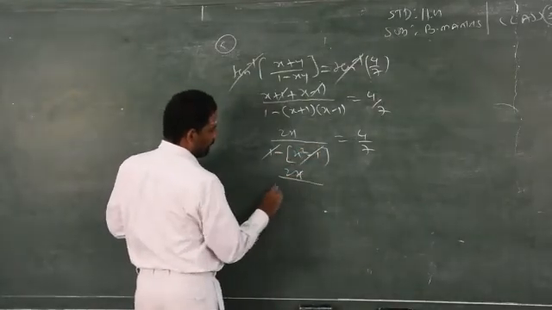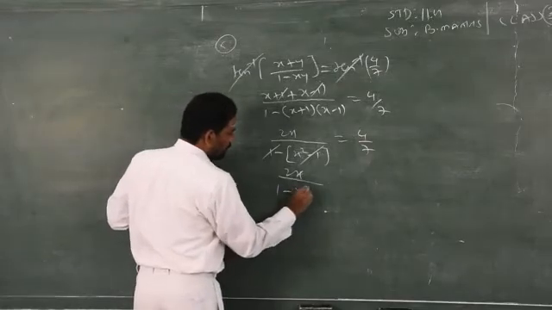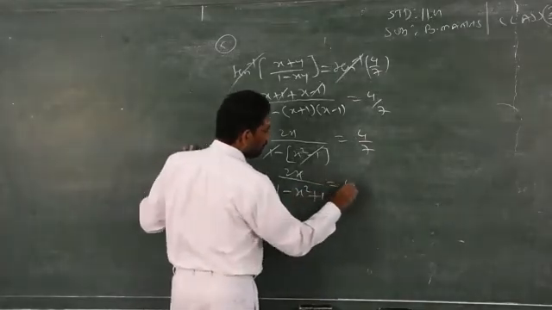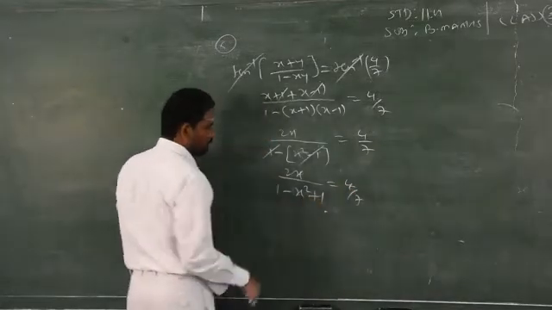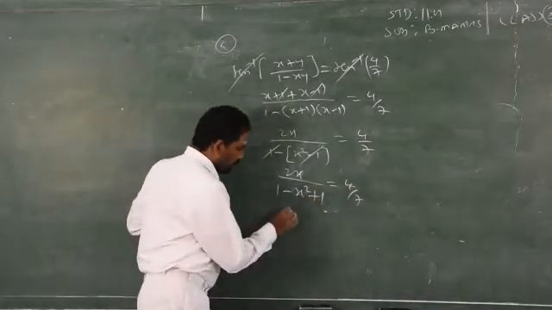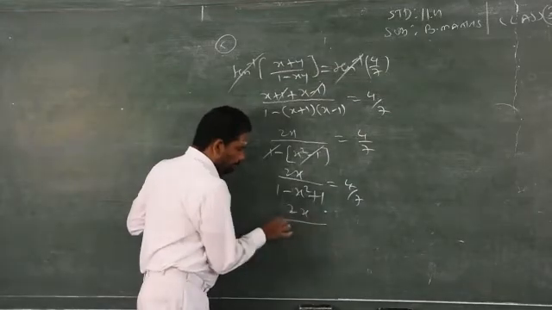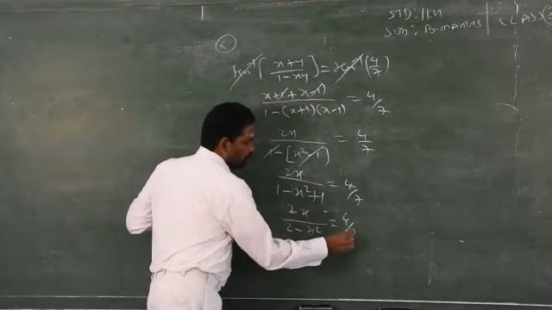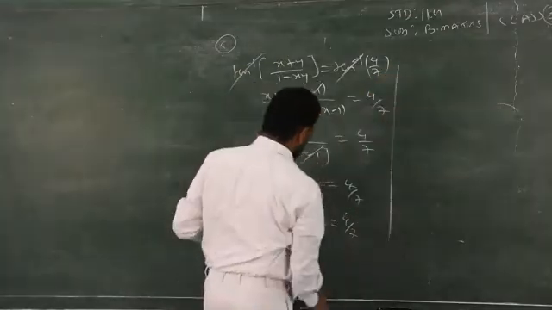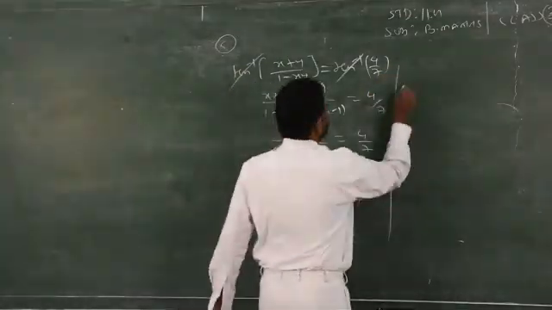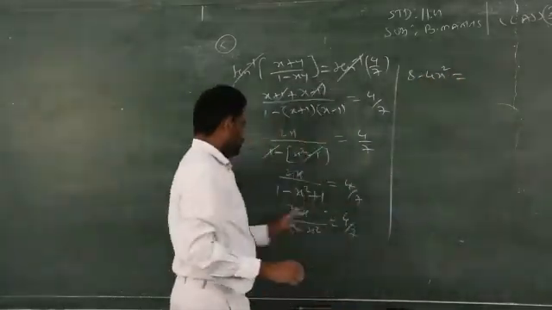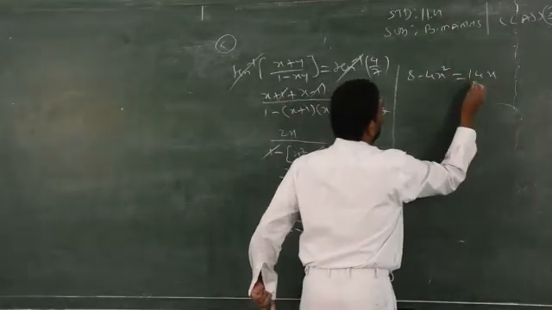So 2x by 1 minus x square plus 1. Now you see it is not possible to eliminate plus 1 and minus 1. So 2x by 2 minus x square is equal to 4 by 7. Now you can apply cross multiplication. You will get 8 minus 4x square is equal to 7 twos are 14x.